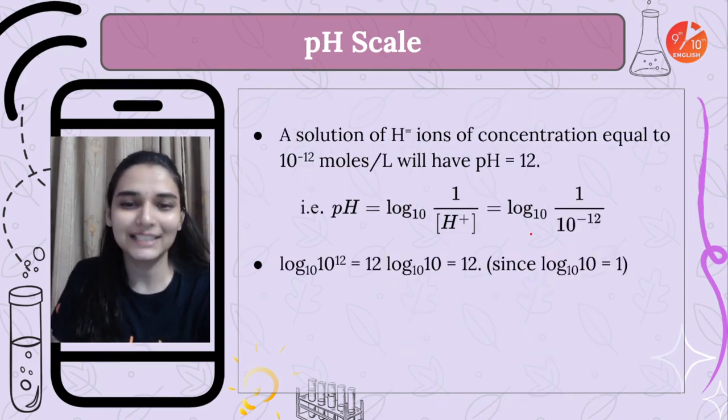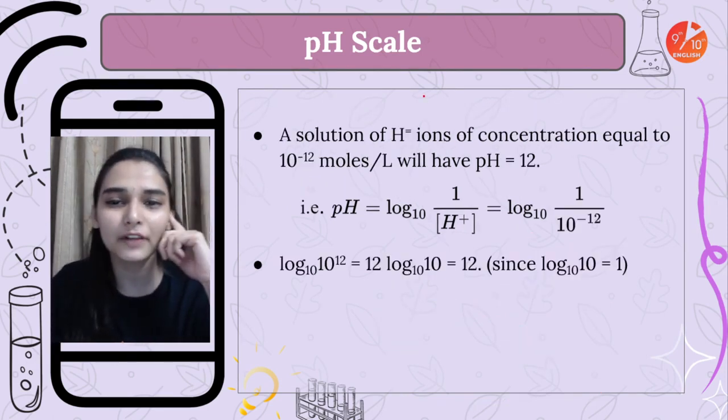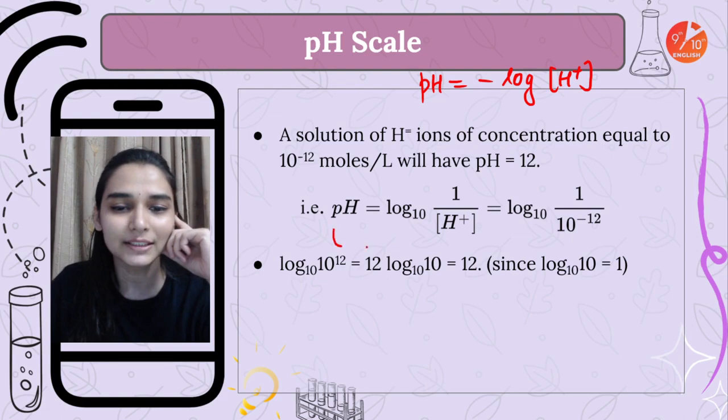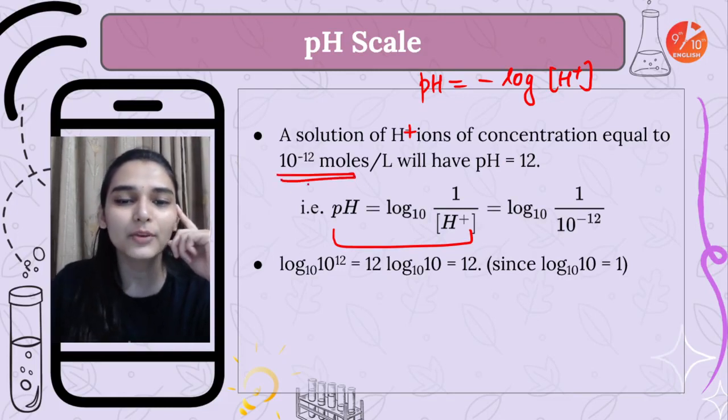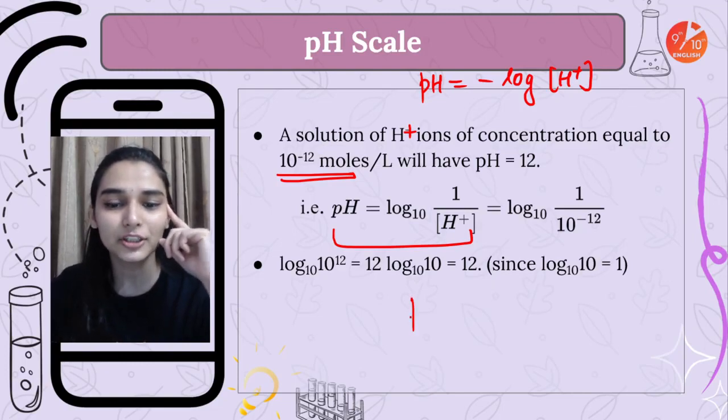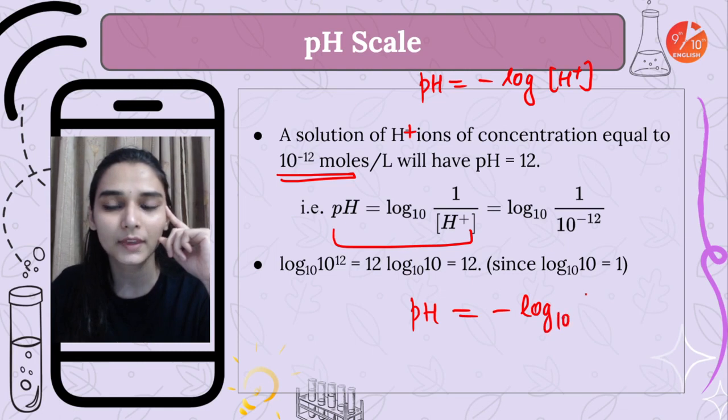That was the basic idea. Let's solve a numerical, this is the relation. pH is equal to minus log of concentration of H+ ions. You can write it like this also. Now it's given in the question, a solution of H+ ions of concentration 10 raised to power minus 12 moles per liter. So H+ ion concentration is given to me. I will put the value: minus logarithm of 10 raised to power minus 12.